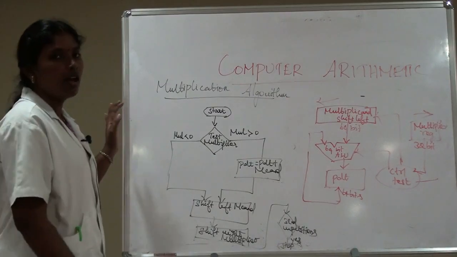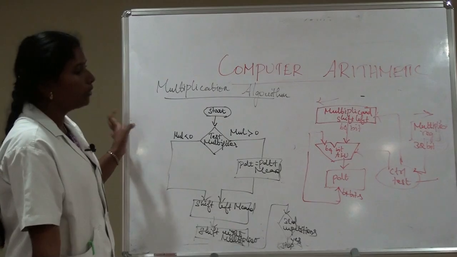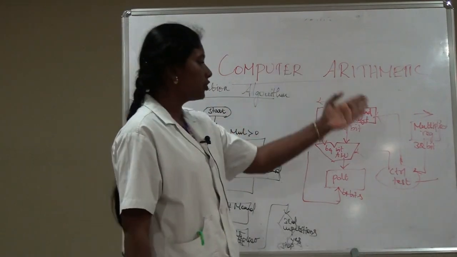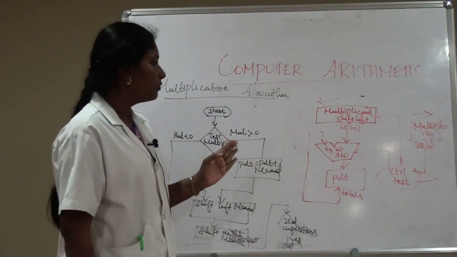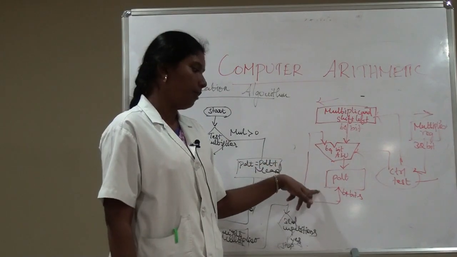Okay, this is our multiplication algorithm. Before we discuss the multiplication algorithm, let's look at the multiplication hardware. This is a sequential version of our multiplication hardware. It contains a multiplicand, multiplier, ALU and product.